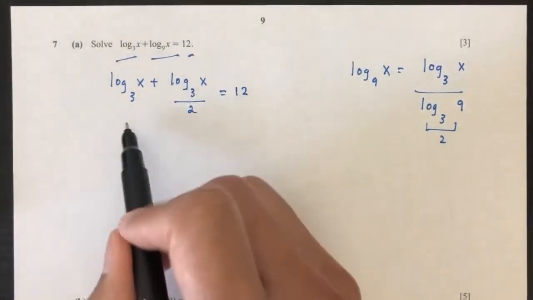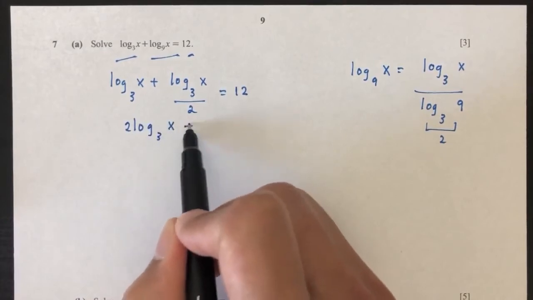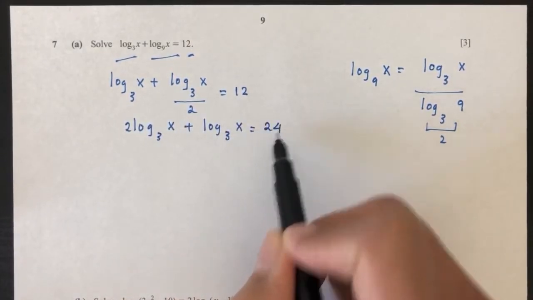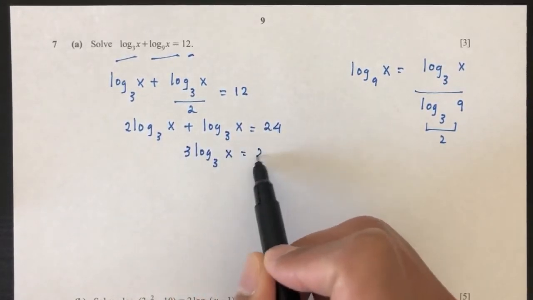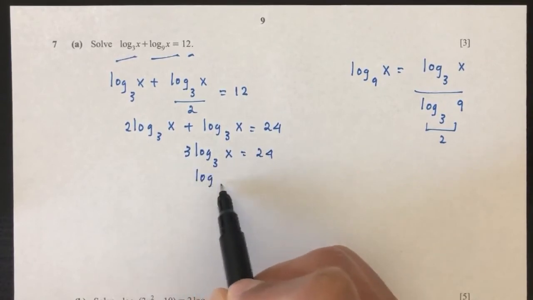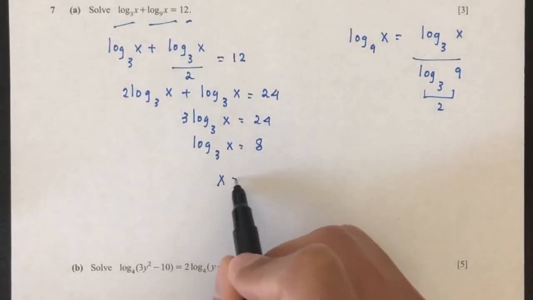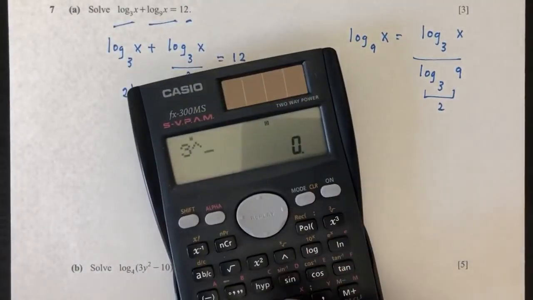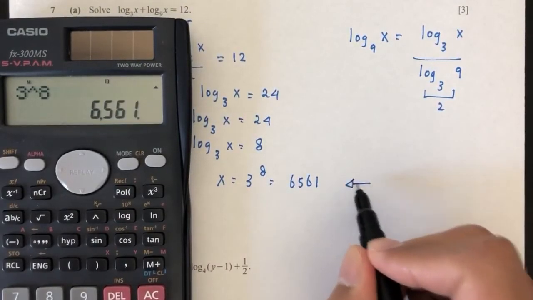So times 2 everywhere, we have 2 log base 3 of x plus log base 3 of x equal to 24. So add, we get 3 log base 3 of x equal to 24. So log base 3 of x equal to 8. So x becomes 3 power 8. That will be what? 3 power 8 will be 6561. That will be your answer for part A.